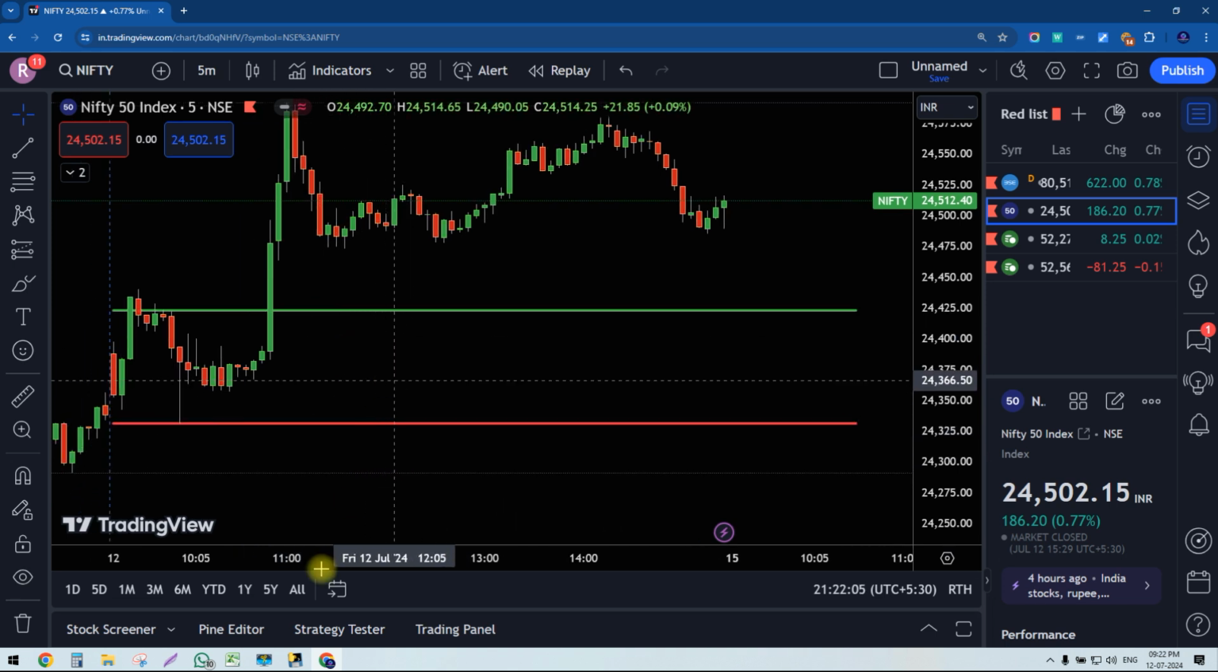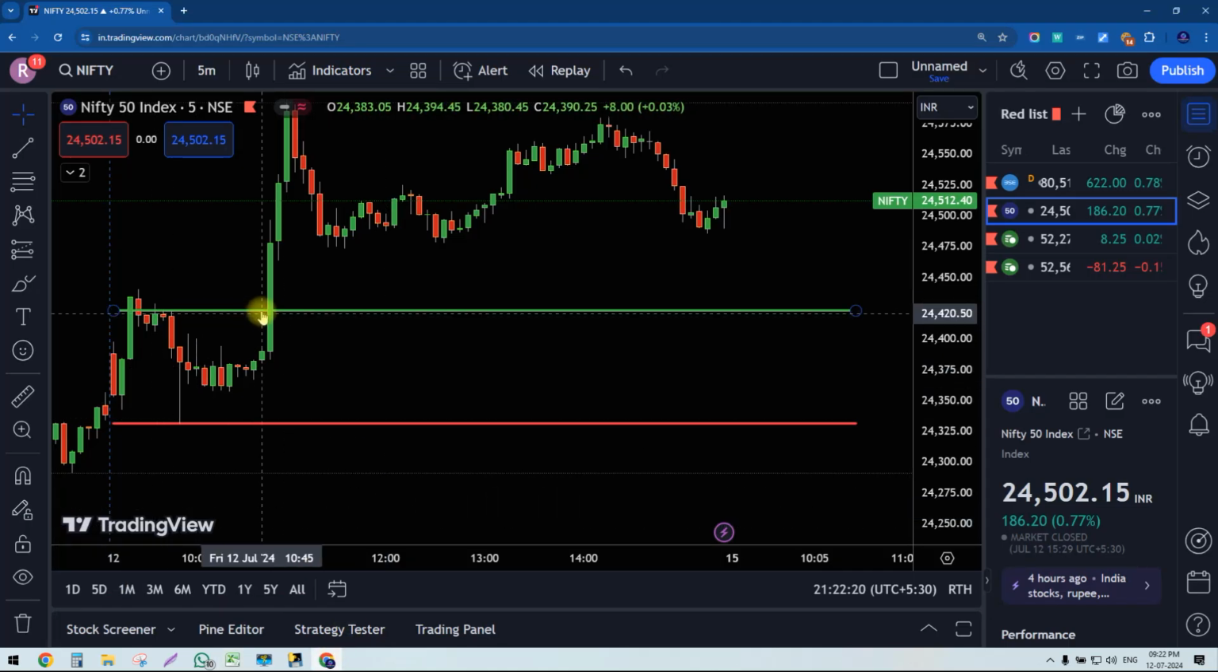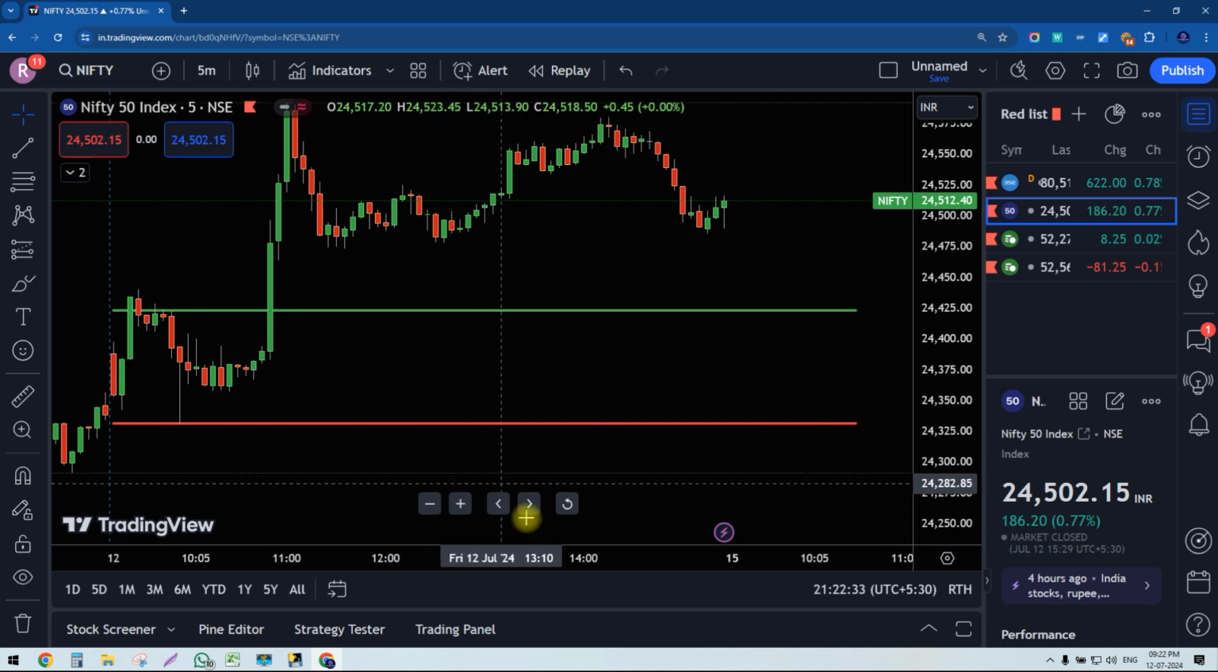You can see our software is showing today in Nifty 50 a buy level is generated here. As you can see, 24,233 buy level is generated. You can see our market went up after reaching the buy level, from 24,421, 23 something, and the market went up. This is how our breakout strategy works.